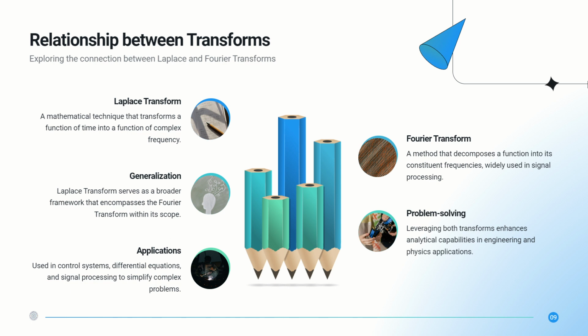Relationship between transforms. Laplace transform, a mathematical technique that transforms a function of time into a function of complex frequency. Fourier transform, a method that decomposes a function into its constituent frequencies, widely used in signal processing. Generalization. The Laplace transform serves as a broader framework that encompasses the Fourier transform within its scope.